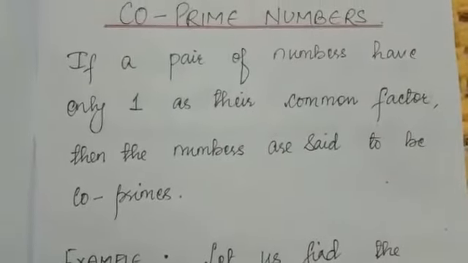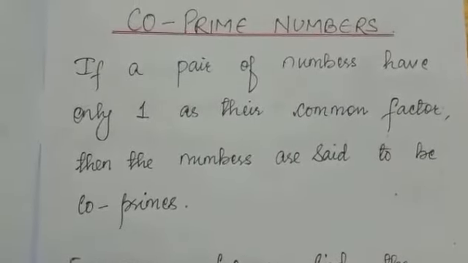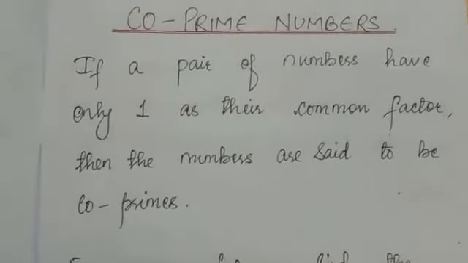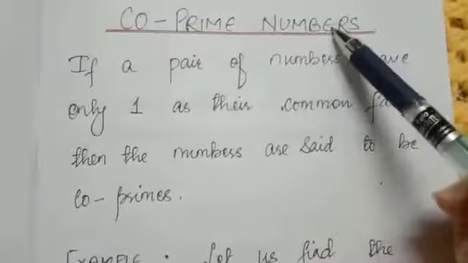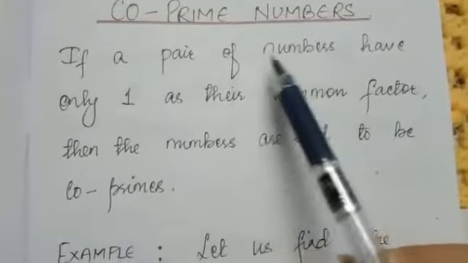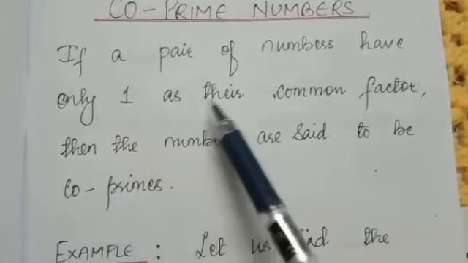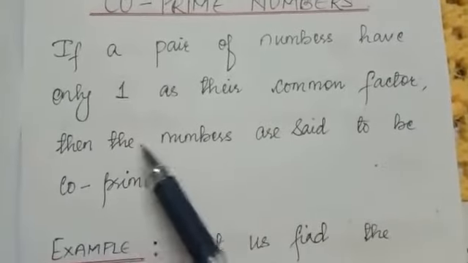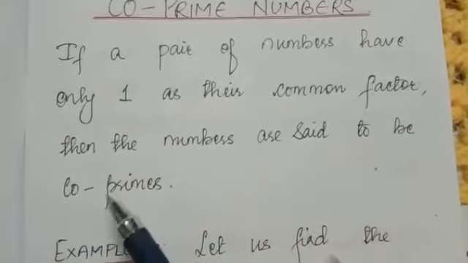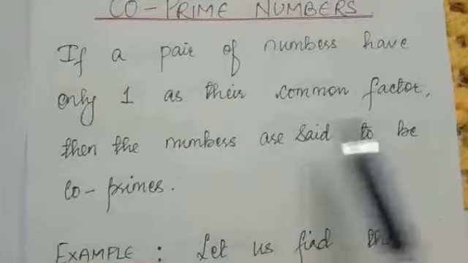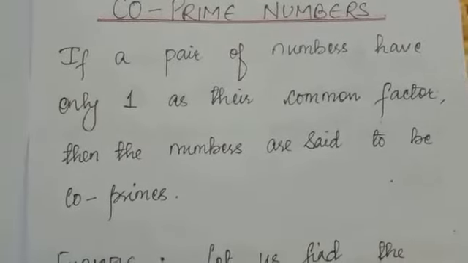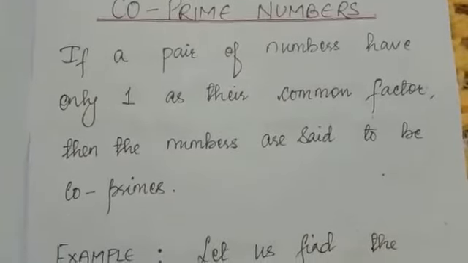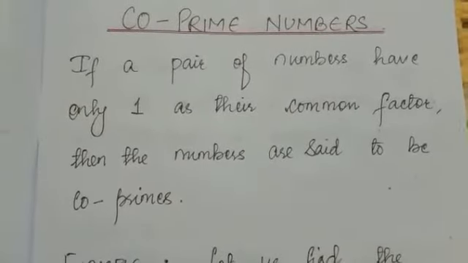Good morning, class 6. Before doing class question number 9, first I will explain co-prime numbers. If a pair of numbers have only one as their common factor, then the numbers are said to be co-prime. So two numbers are called co-prime numbers if they have only one as a common factor.